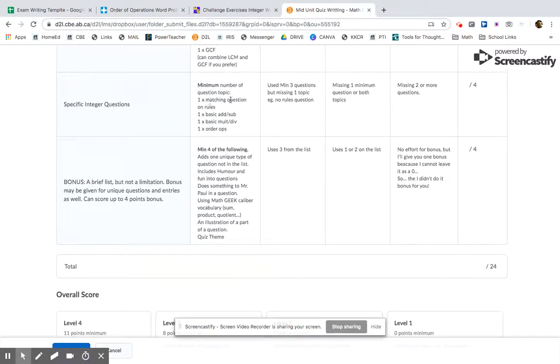Integers need to have one matching question minimum on the rules. There's lots of rules in that one. A basic add subtract, basic multiply divide, and then some order of ops. There are some bonuses here, and there's going to be one more category right in here that is going to say answer key. That's what I'm trying to say.